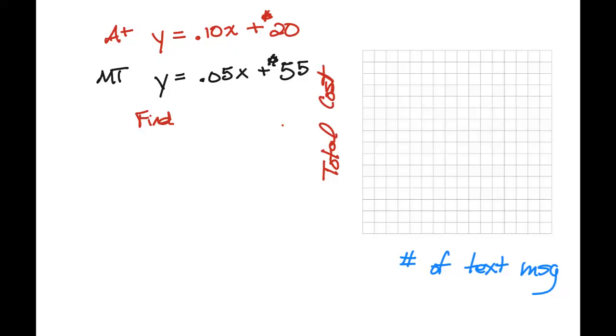Now, the only reason it might be good to find the intersection right away is to kind of give you an idea of what are going to be some good numbers to look at. So in finding that single point, it could be helpful in trying to create your graph.